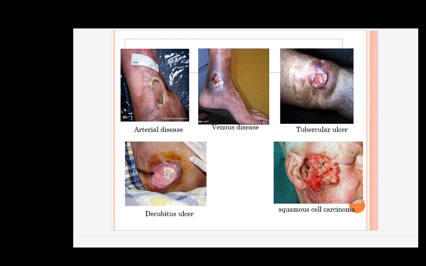You just elevate the limb above the level of the heart and the bleeding stops. So this is also a chronic condition and takes a long, long time to heal. Then you go to the tubercular ulcers.